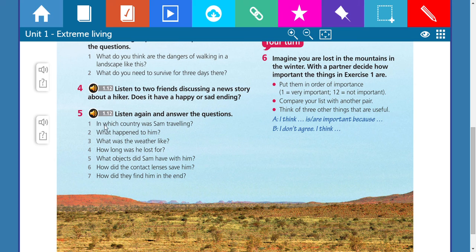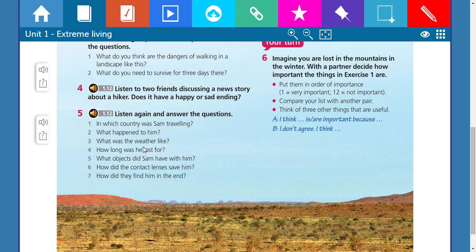Number 1. In which country was Sam traveling? In Peru? No. In Russia? No. Where? In Australia. Okay, in Australia. What happened to him? What was he doing? He went jogging. No, he was training. He went jogging and got lost.